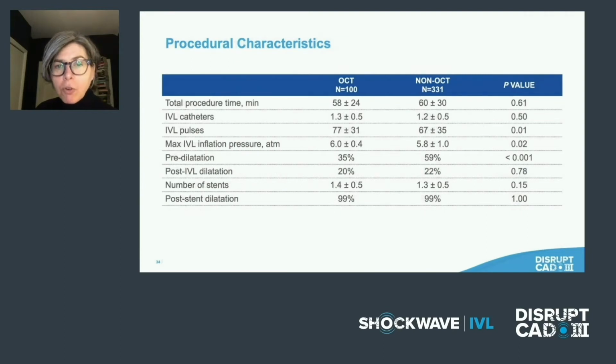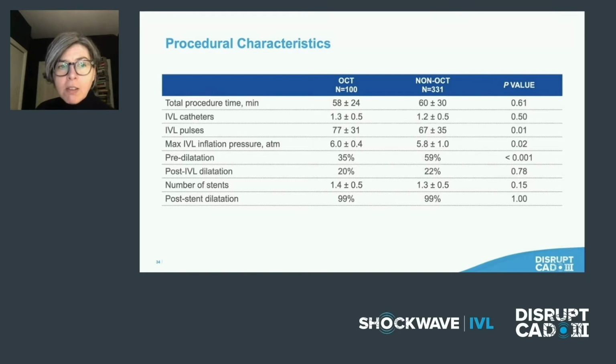Looking at the procedural characteristics, of particular note is that the OCT patients actually had shorter procedures at 58 minutes, although this was not significant. This is obviously very interesting in the context of imaging and physiology often being associated with leading to longer procedure times, which wasn't the case here, allowing you to perform precision PCI in a timely manner.